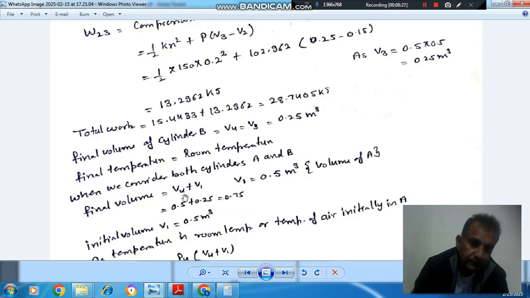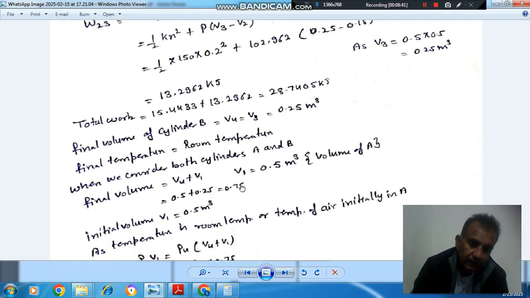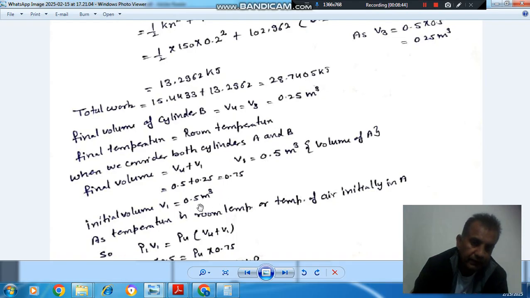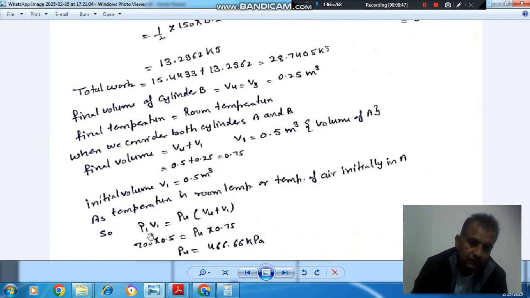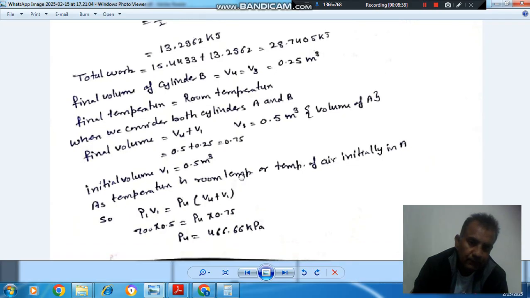The volume of tank A is just 500 liter, or 0.5 meter cube, and V4 is 0.25. So the final volume comes as 0.75, and the initial volume is only tank A. For a constant temperature process, P1 V1 should be equal to P4 times the final volume, V4 plus V1, the volume of A plus the volume of B. From this we can find the final pressure. The final pressure comes as 466.66 kPa.